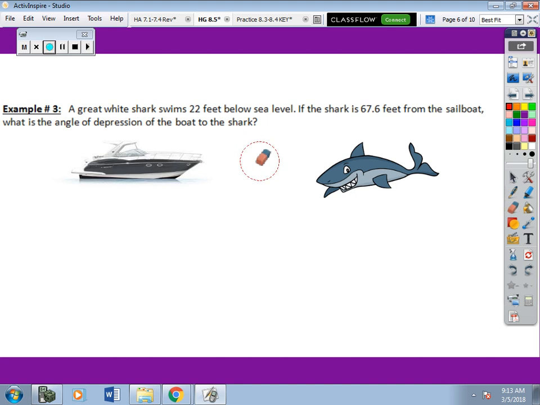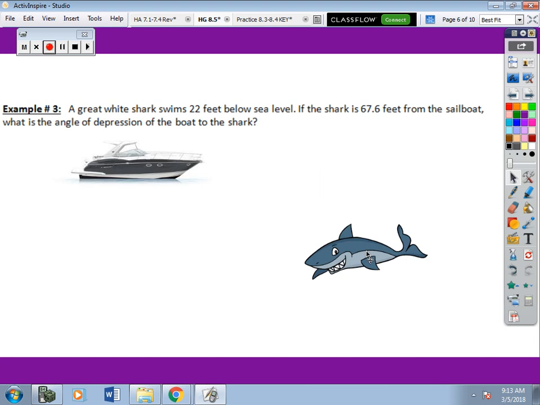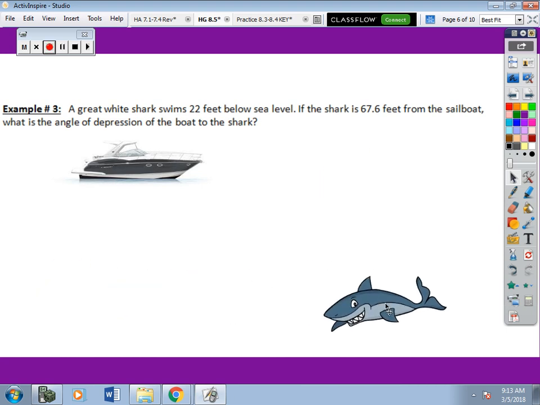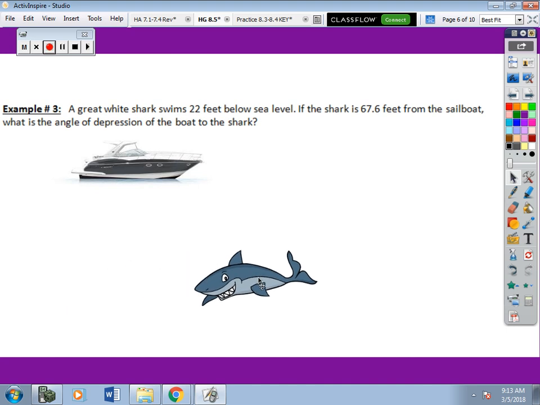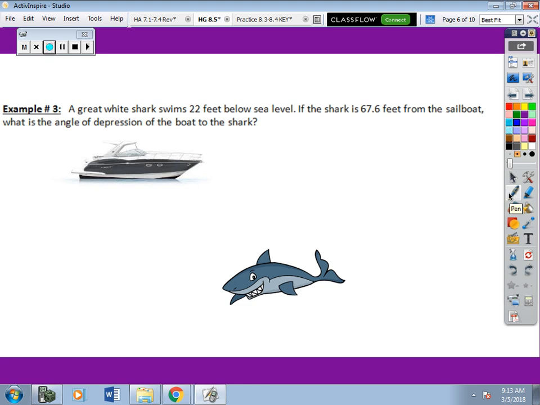But the more realistic you make the picture, the easier it will be for you to interpret what's going on. Now the shark is somewhere swimming below the boat. Now it's not directly underneath the boat. Okay, we want to realize that it's off to the side somewhere. But they do tell us that it's swimming 22 feet below sea level. And it is 67.6 feet from the sailboat. So if you were to connect the sailboat to the shark, this is 67.6.